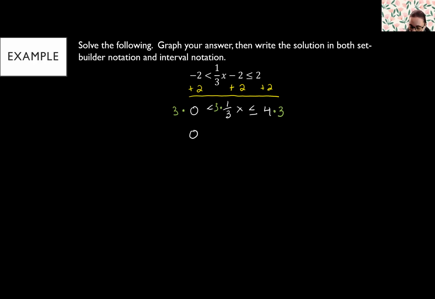So 3 times 0 is 0. And then 3 times 1/3 is 1, so that leaves us x. And then 4 times 3 is 12.